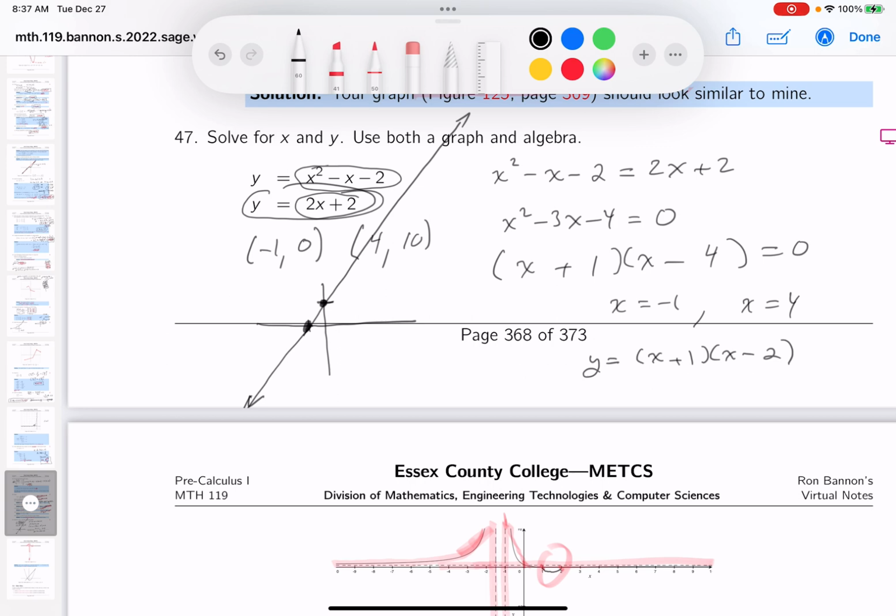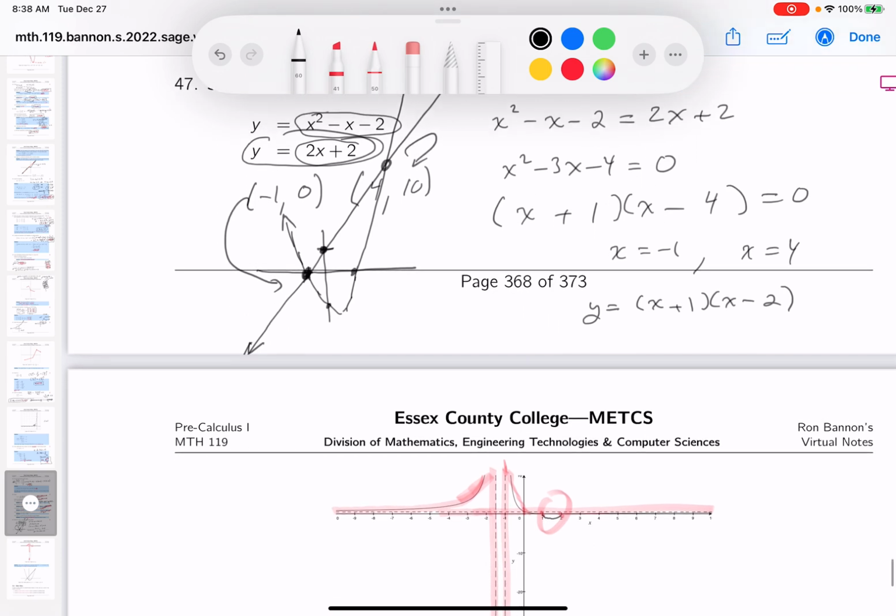And I'll put this over here. I get a y-intercept of minus 2 over here somewhere. And then I get a parabola that looks sort of like this over here. Sort of like that, all right? Point of intersection, I do see that. This point over here is actually 4, 10.